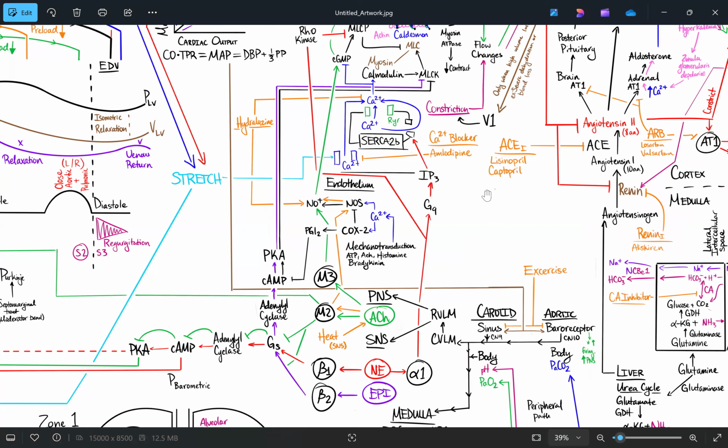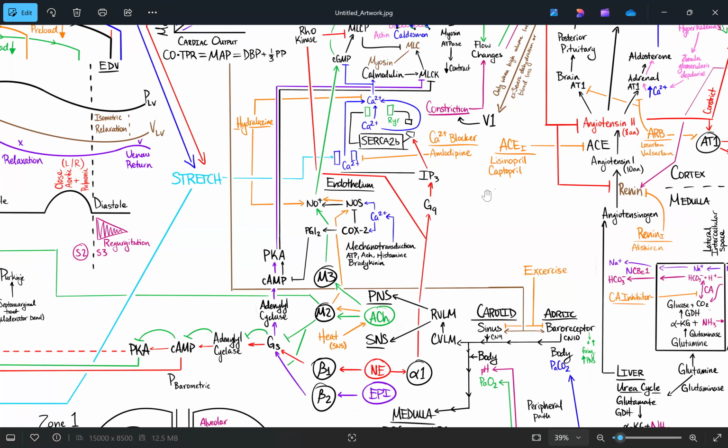You also have different effects in your endothelium that will cause release of calcium and therefore stimulate NOS and COX-2. So mechanotransduction and the release of ATP, ACh, histamines, and bradykinin will stimulate the calcium release, stimulate those, and cause more relaxation.